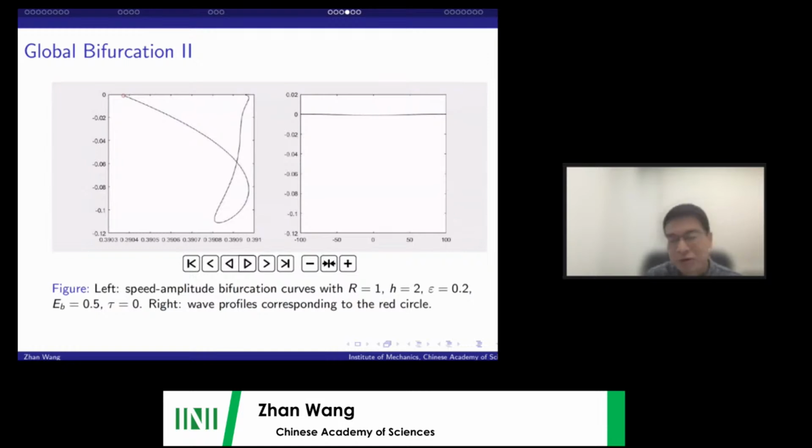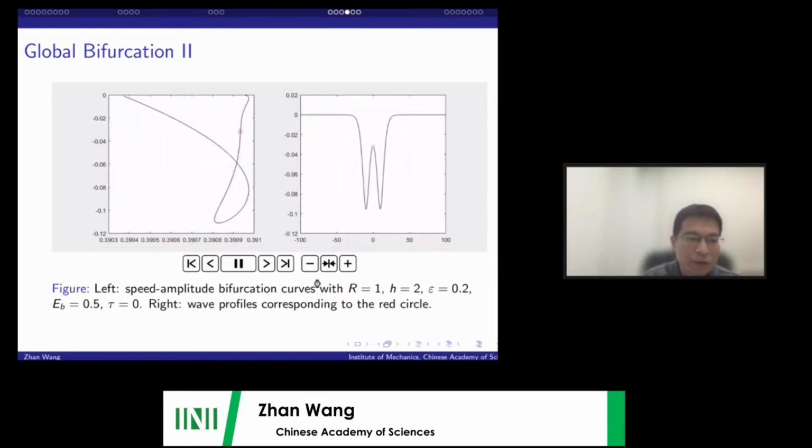Solutions are of particular interest if we ignore the gravity and ignore the surface tension. If we only have the electric field, that is, the horizontal electric field provides the only restoring force for the wave system. Then this is a numerical solution for this situation. And the speed-amplitude bifurcation curve is shown on the left, which features a snake-like behavior with several turning points, starting from the bifurcation point and following the branch.